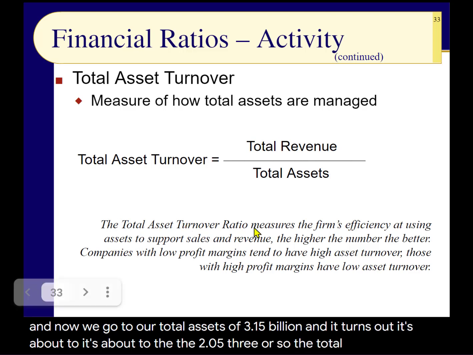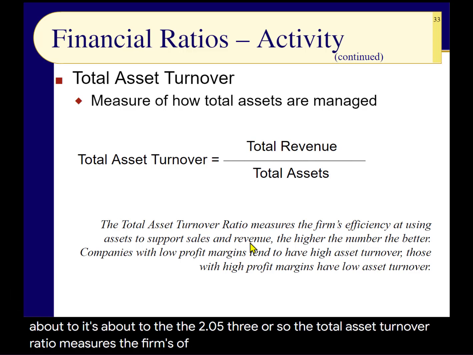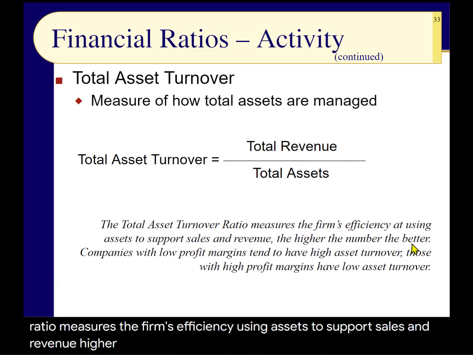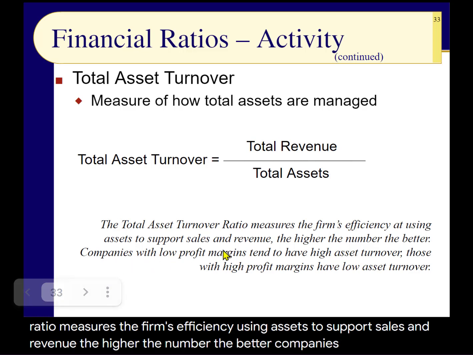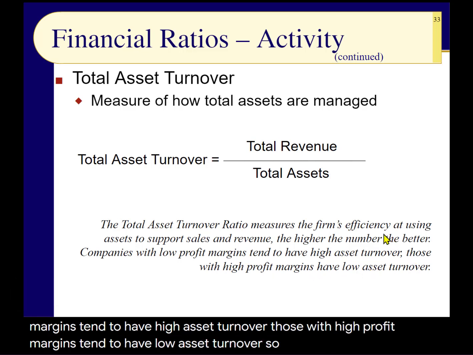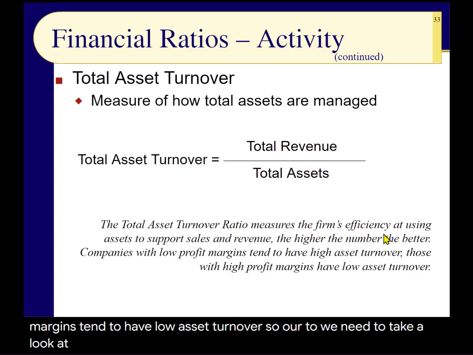The total asset turnover ratio measures the firm's efficiency at using assets to support sales and revenue. The higher the number, the better. Companies with low profit margins tend to have high asset turnover. Those with high profit margins tend to have low asset turnover. So we need to take a look at our competitors and see how it is in line with those.